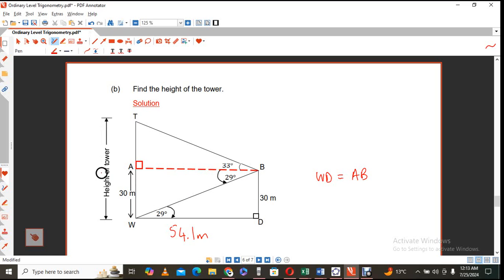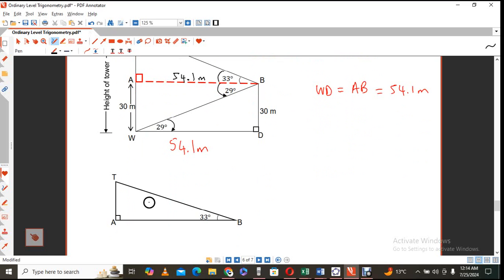So when we need to find the height of the tower, we need to say the height of the tower will equal AW plus AT. We know AW is 30, and we need to find AT. And to find AT, we have that particular triangle on top there. So this 54.1 will also be the same case. I have a triangle there, 33 degrees on here, and 54.1. I've just drawn that also so you don't get confused. So this is 54.1 meters. We're looking for this distance here. That's the distance that we're looking for.